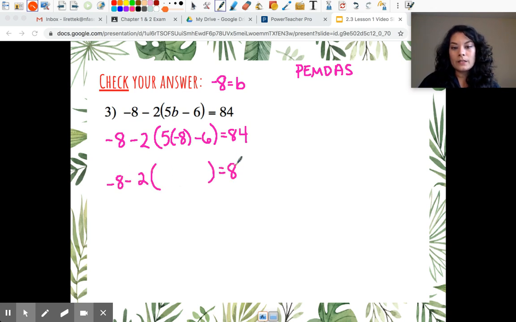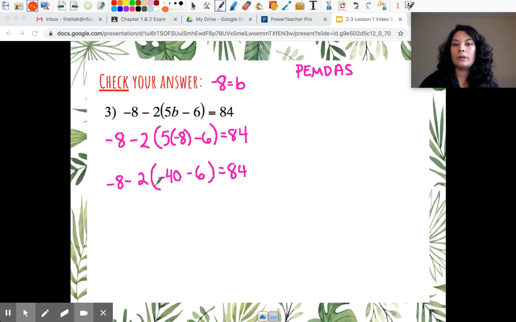In the parentheses, I actually have to reference my order of operations again because I have 2 operations to do in the parentheses. I have multiplication and subtraction. I have to multiply before I can subtract. 5 times negative 8 is going to give me a negative 40. And I'm just going to bring down that negative 6. Notice how I didn't drop these parentheses on the outside. Don't do that until you're absolutely certain that it's not going to affect your answer.